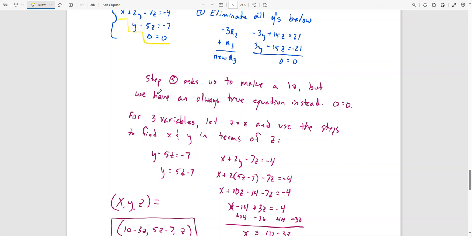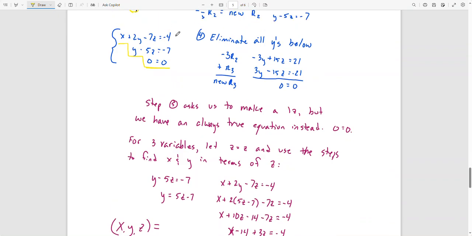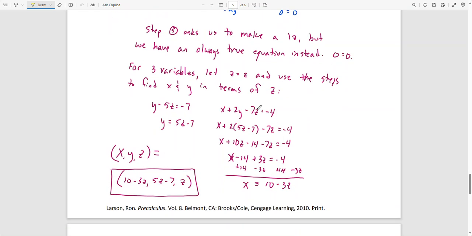My top equation is x plus 2y minus 7z equals negative 4. I know that z is z, and y is 5z minus 7, so let me make that substitution. I'll simplify, distribute my 2. I combined my z values, the 10z and the minus 7z, to give me a positive 3z. x minus 14 plus 3z equals negative 4. When I add 14 and subtract 3z from both sides, I find that x equals 10 minus 3z.